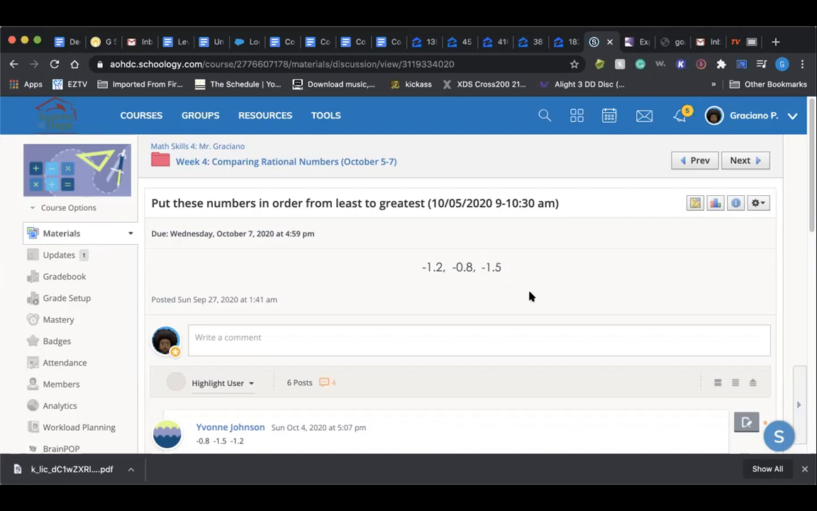Negative 1.5 is the smallest, then negative 1.2, then negative 0.8.